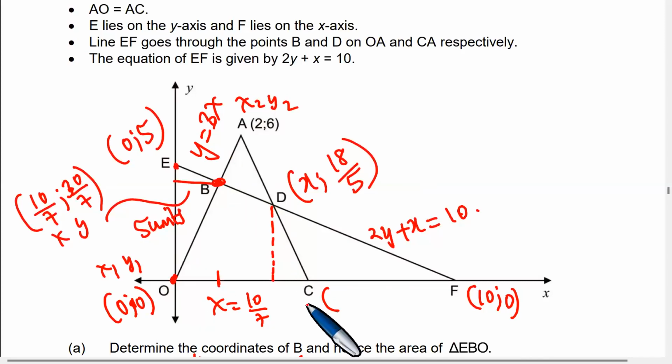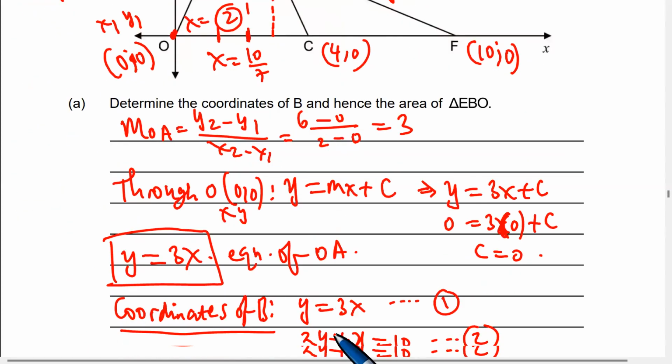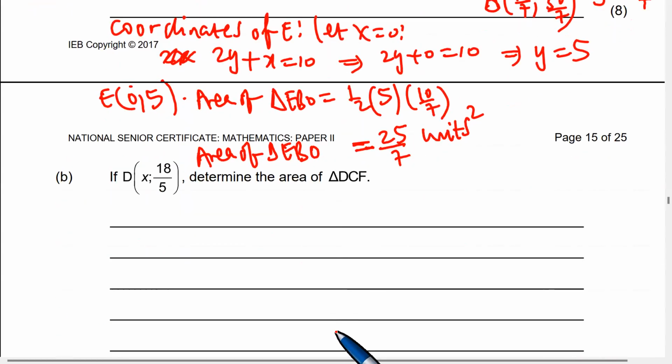If this triangle is isosceles, it means that you can bisect it like this. At this point, you divide. You know what x is here. x is 2. If x is 2, then it's going to be 4, 0 here. So the coordinates of C are 4 and 0.